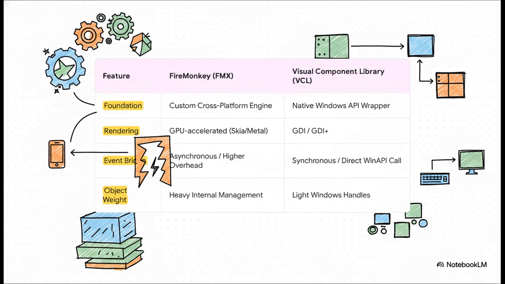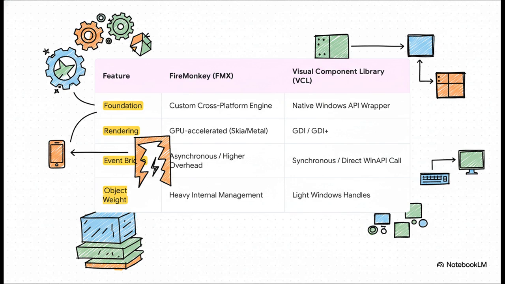All right, let's break down the trade-off here. VCL, the Visual Component Library, is basically a thin wrapper around the Windows API. It's incredibly fast on Windows because its controls are just lightweight native Windows handles and events are direct calls to the system. Super efficient. FMX, on the other hand, is a full-blown custom cross-platform engine. It draws everything itself using your GPU so that it looks the same everywhere.